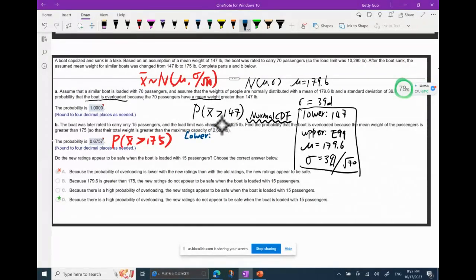This time, let me write it nicely. Lower is 175. Upper is E99. Mu stays the same. Stays the same. 179.6. And sigma this time is 39.1 divided by, not root 70, it is root 15. Let me double check.